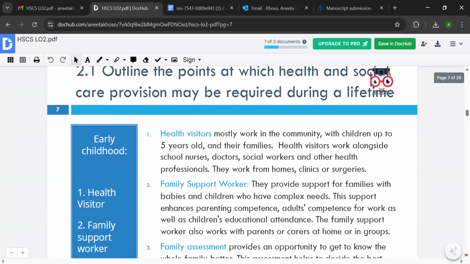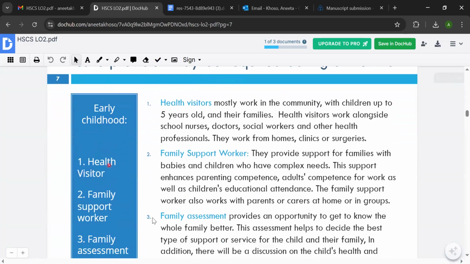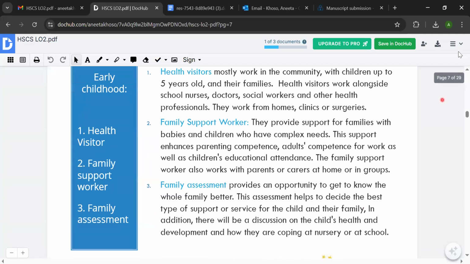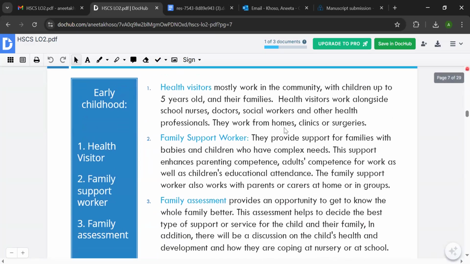And then we come to early childhood, where you have the health visitor, family support workers, and family assessment as well. Health visitors mostly work in the community with children up to 5 years of age and their families. They work alongside school nurses, doctors, social workers, and other health professionals, and they work from homes, clinics, or surgeries. You have family support workers; as the name suggests, they provide support to the families.